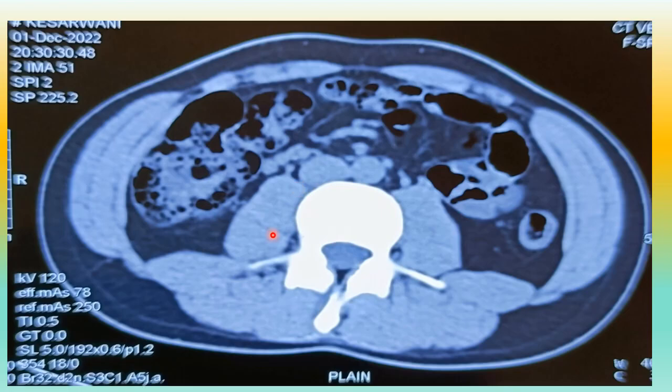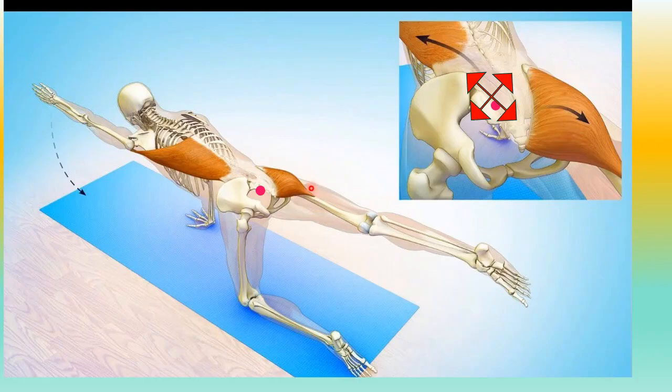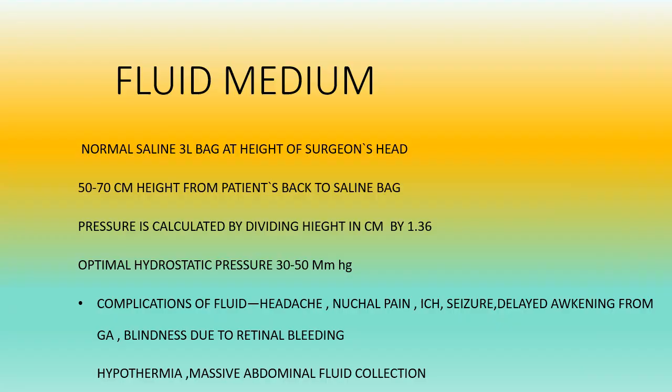This is hypaxial muscles, epaxial muscles. This is paravertebral muscles, and this is abdominal muscle, intermuscular septum, and the quadratus lumborum muscle is there. It divides the fascia into two layers, anterior and posterior. Some people divide it into posterior, middle, then anterior. So importance of fascia: this is the thoracolumbar fascia, and a very tough structure.